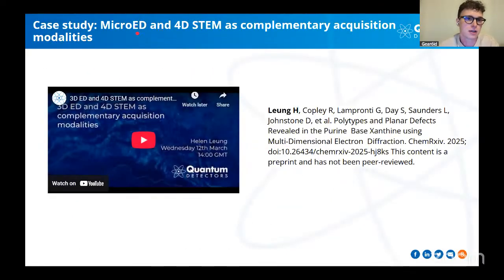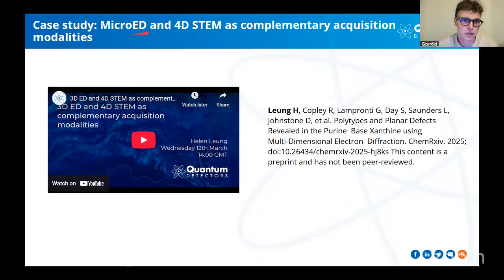So now that I've covered, well, at least other presenters have covered microelectron diffraction, and I've covered 4D STEM, at least briefly, the reason I've done that is because I wanted to talk about this case study where researchers in Cambridge used microelectron diffraction and 4D STEM as complementary acquisition modalities. And I think it's probably fair to say that, as researchers, we are interested in collectively understanding our samples completely.